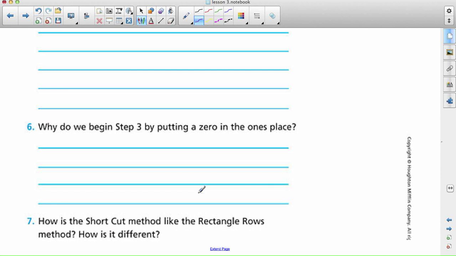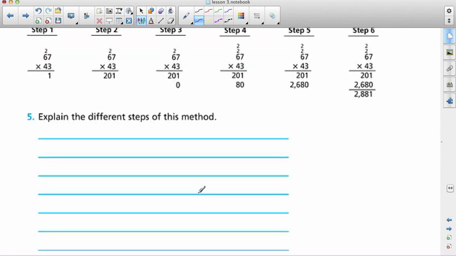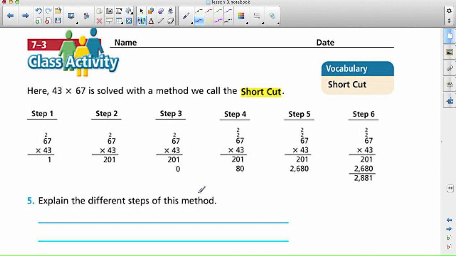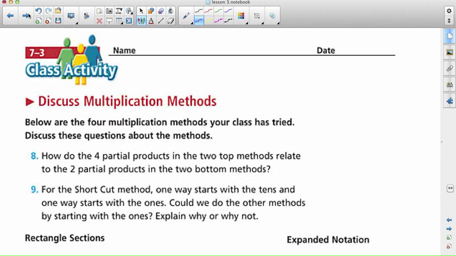How is this shortcut method similar to the rectangular rows method, and how is it different? It's similar because you're multiplying by each unit at a time. So we're multiplying all the ones place value times the 2-digit number first, and then we're multiplying in the tens place value times the 2-digit number. It's different because you do it opposite. On the other one, notice we started with both of our 2-digit numbers. We multiplied by the tens place value first, and then we multiplied by the ones place value. So some similarities and some differences.